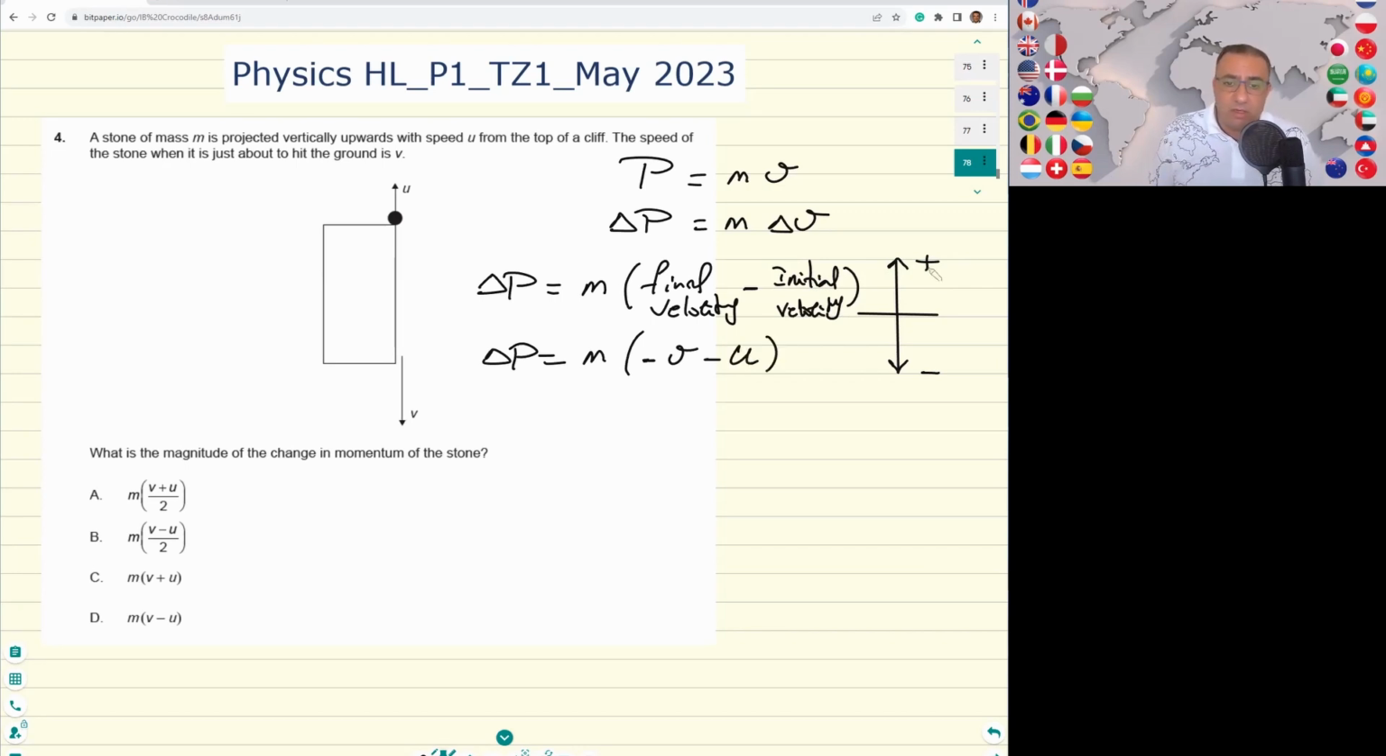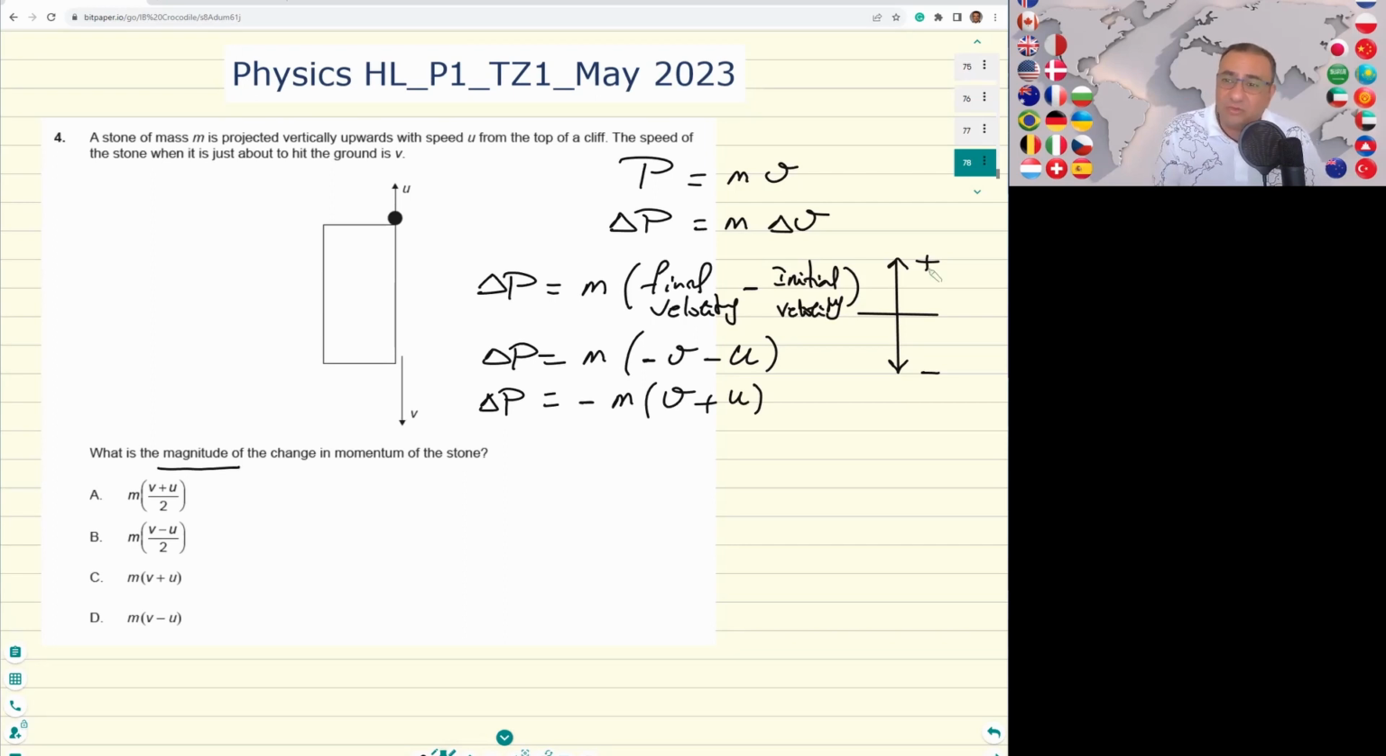Now we can take the negative outside. You can take minus 1 as a common factor. So it's going to be negative m. Negative v divided by negative is positive, and negative u divided by negative 1 is positive as well. So plus u. So this is the change in momentum: delta P is equal to negative m multiplied by v plus u. This is the change in momentum as a vector quantity. Now, the question asks for the magnitude.